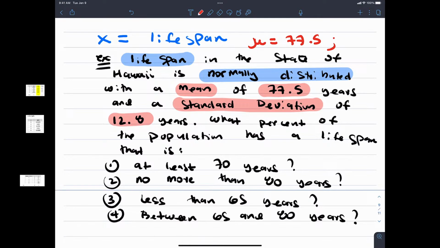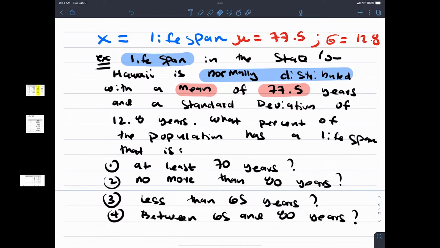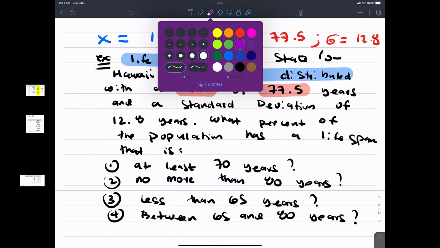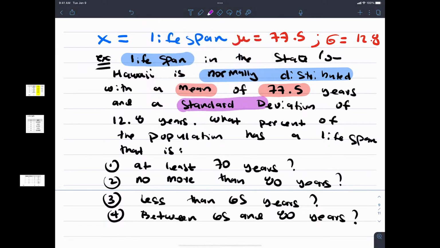Anyway, we're going to see some numbers. People are coming back. So what is this here again? Sigma. Sigma is what? Standard deviation. So it's going to be 12.8. Is that right? Okay, so maybe we'll color it orange. Standard deviation, 12.8.